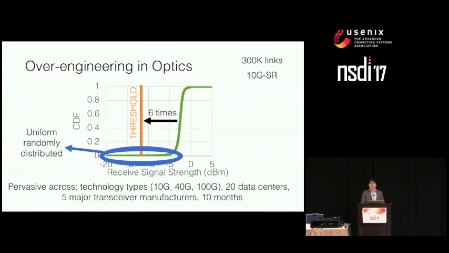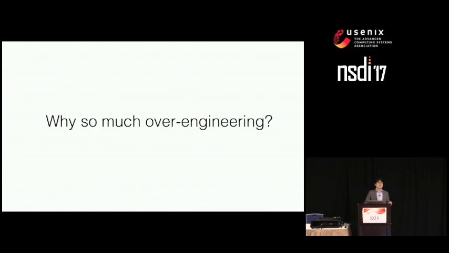We've done this study across different optical technology types, including 10G, 40G, and 100G, and we found over-engineering is pervasive in all of them. And this is the same across different data centers we studied and across different transceiver manufacturers. And over-engineering is stable over the time period we studied. So why is there so much over-engineering in optics?